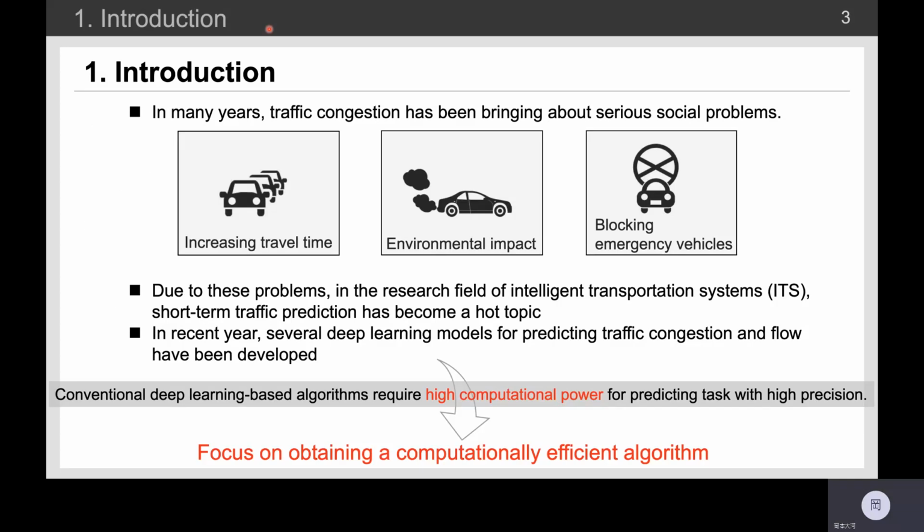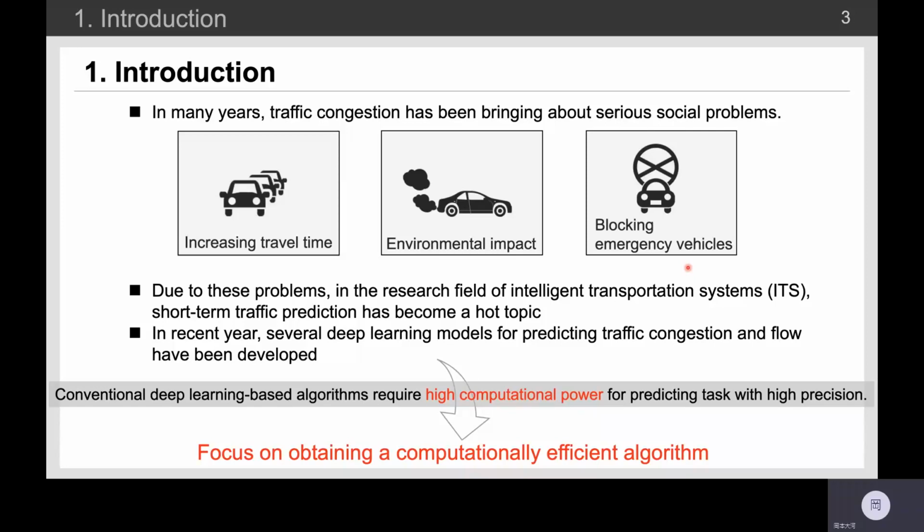For many years, traffic congestion has been a serious problem, for example, increasing travel time, environmental impact, and blocking emergency vehicles. Due to these problems, in the research field of intelligent transportation systems, short-term traffic prediction has become a hot topic. And more recently, several deep learning models for predicting traffic congestion and flow have been developed.